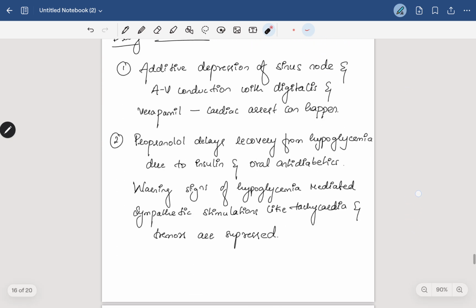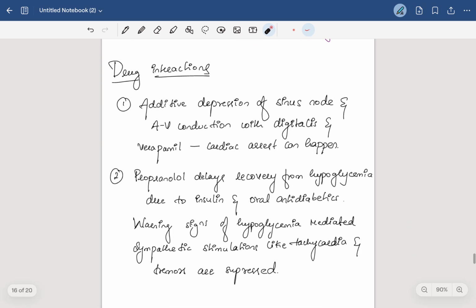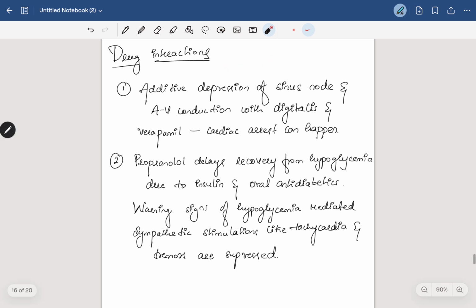So the next and the last part of this big topic, beta blockers, is the drug interactions. See, there is additive depression of sinus node and AV conduction with digitalis and verapamil. So cardiac arrest can happen. Digitalis and verapamil, these drugs you will be learning in the CVS chapter. So when we give beta blockers along with digitalis and verapamil, cardiac arrest can happen because they all have a similar effect. They will lead to depression of the sinus node, that is SA node, and AV conduction. So cardiac arrest can happen.